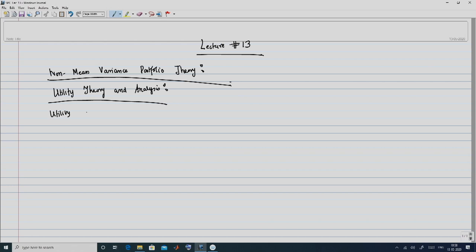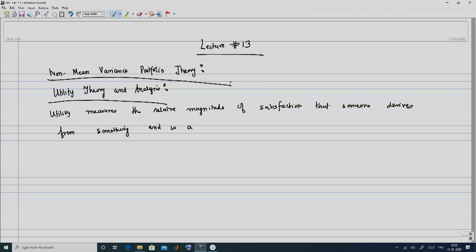So, utility measures, or is an indicator of, the relative magnitude of satisfaction that someone derives from something, and is a subjective or qualitative index of preference. Now, this is a very general statement.